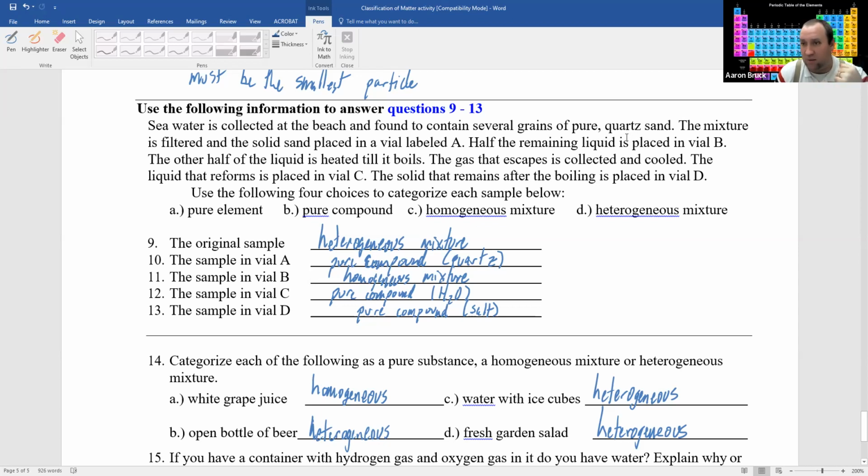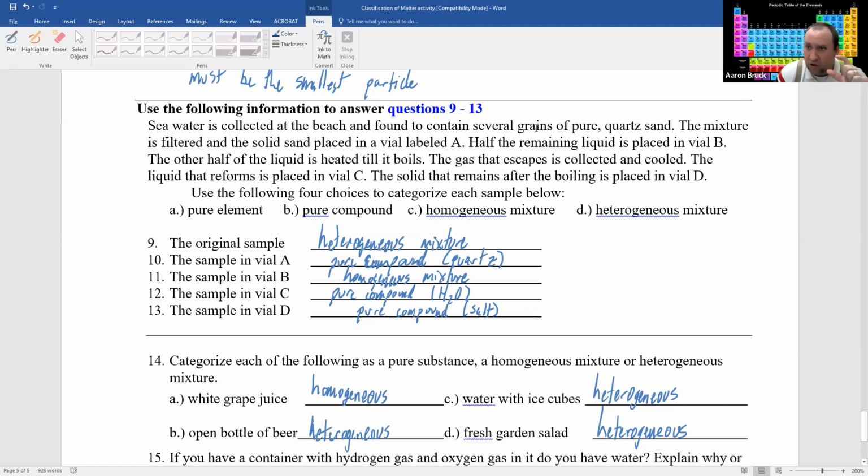It's a combination of elements. It's usually silica, silicon dioxide, SiO2. So that's a pure compound. We're told that it's pure, so we don't have to worry about it being called a mixture. We also know that it's made out of more than one element, because quartz isn't an element. So that makes it a compound.